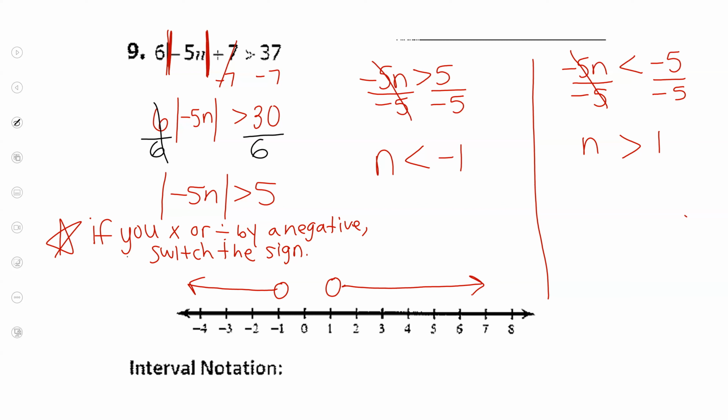Now we can do the intervals. Always start on the left side. On the left side, we see an arrow. What is that arrow pointing to? Negative infinity. Then let's continue moving. We stop at negative 1. At negative 1, will I put a parenthesis or a bracket? Nope. Parenthesis. Let's write this note again. If you have an open circle, you use parentheses. If you have a closed circle, you use a bracket. If you have an infinity, you always use parentheses.